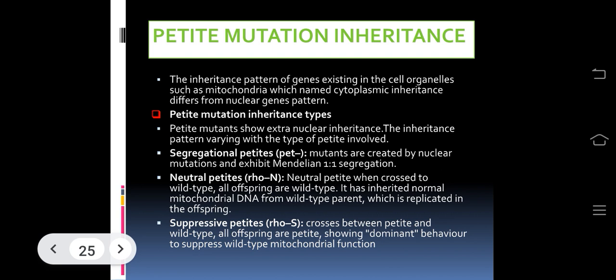Petite mutant crosses. Segregational: haploid petite, haploid normal, diploid zygote normal, sporulation, meiosis, haploid ascospores, petite and normal. Neutral: haploid petite, haploid normal, diploid zygote normal, sporulation, meiosis, haploid ascospores, all normal. Suppressive: haploid petite, haploid normal, diploid zygote usually petite, sporulation and meiosis, haploid ascospores, all petite.